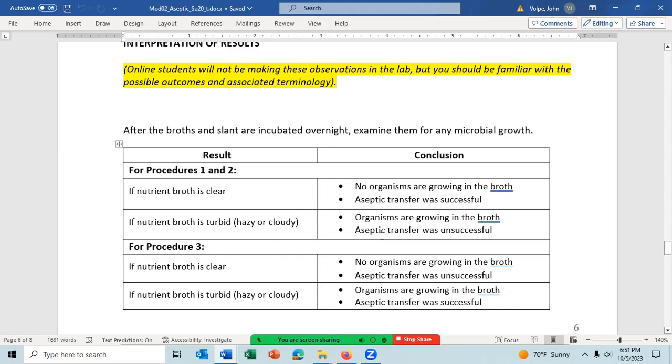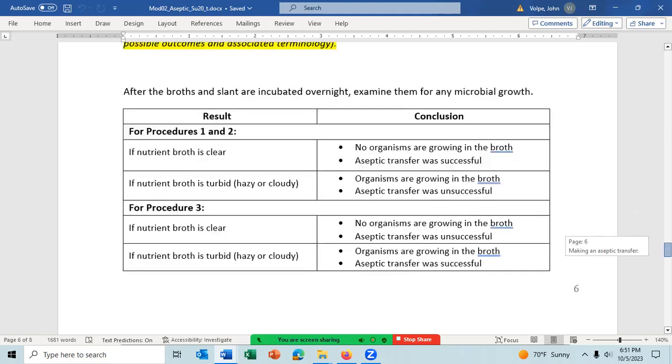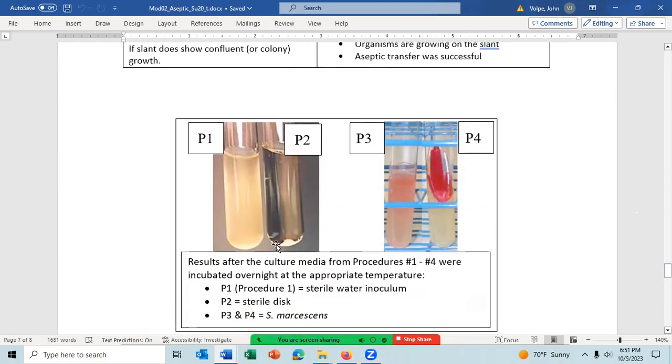There will be questions in the lab asking you to write up the result and the conclusions, and your wording has to be similar to the wording in the table. It doesn't have to be the same, but for example, in your conclusion, you have to talk about whether organisms are growing or not for procedure 1 in the broth, and also whether aseptic transfer was successful or not. Any question about any of that? All right, let's go down to procedure 1. This picture is the picture of procedure 1.